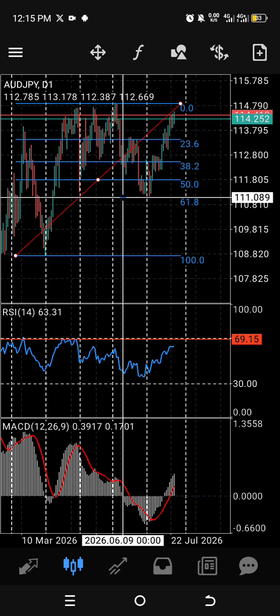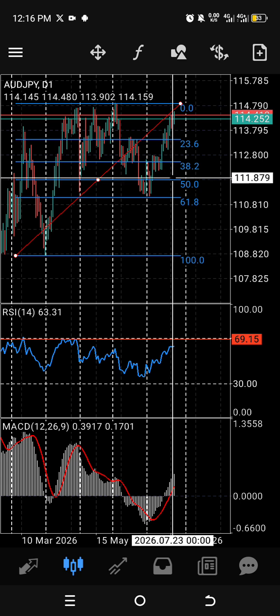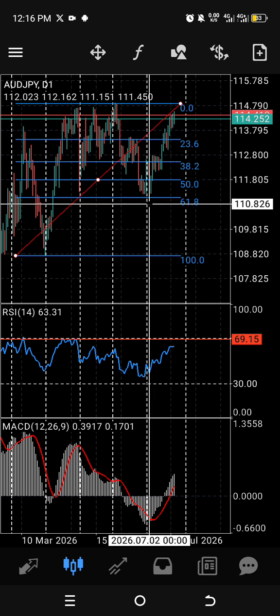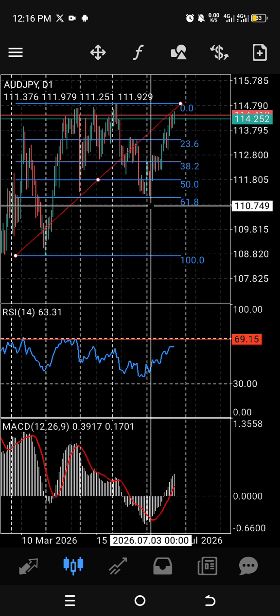Boom! Since then, the market has been up. Look at when the uptrend continued. The uptrend continued on the 7th of March.